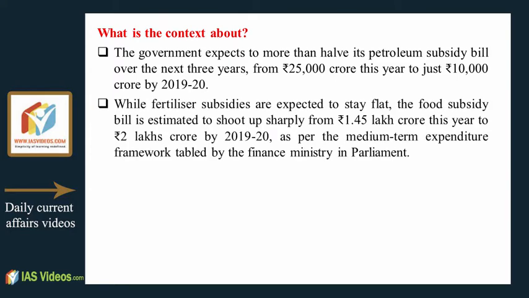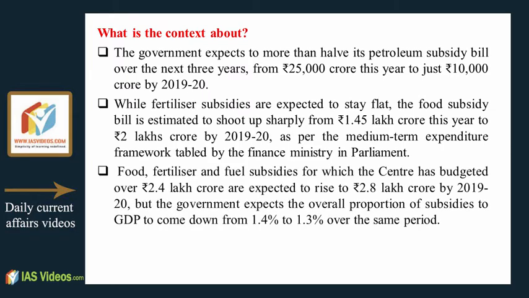2019-20. While fertilizer subsidies are expected to stay flat, the food subsidy bill is estimated to shoot up sharply from 1.45 lakh crore this year to 2 lakh crore by 2019-20, as per the medium-term expenditure framework tabled by the Finance Ministry in Parliament. Food, fertilizer and fuel subsidies, for which the Centre has budgeted over 2.4 lakh crore, are expected to rise to 2.8 lakh crore by 2019-20. But the government expects the overall proportion of subsidies to GDP to come down from 1.4% to 1.3% over the same period.